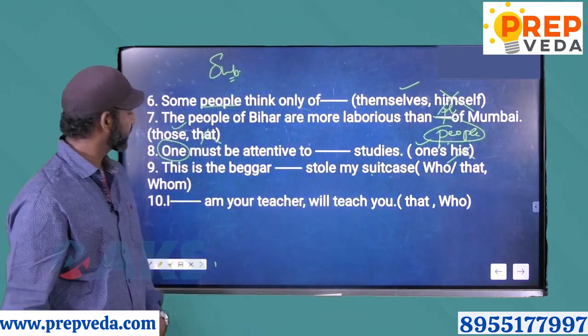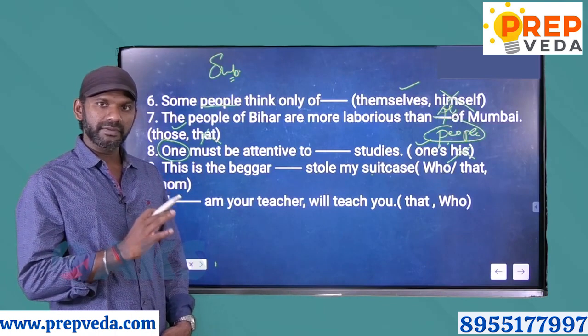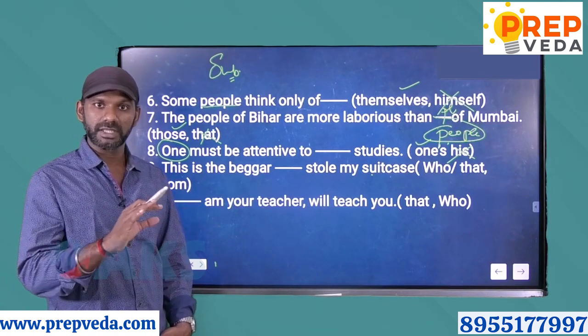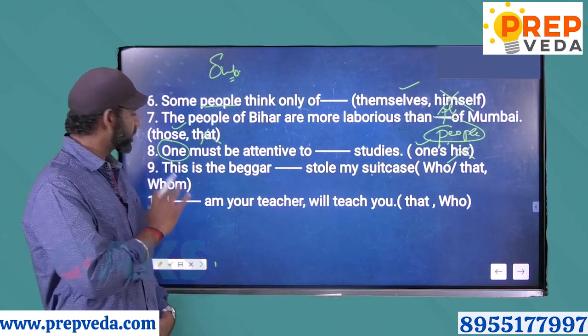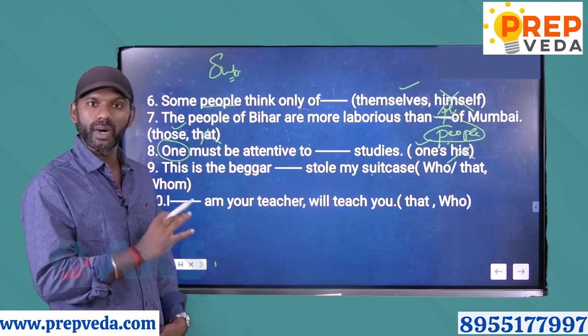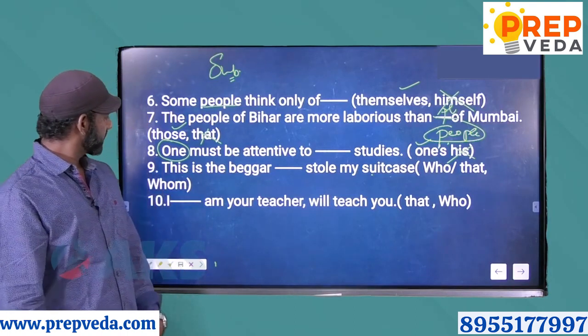O-N-E apostrophe s. So if the subject of a sentence is one, only then can we use one's, O-N-E apostrophe s, or else we cannot use one's. So the subject in this sentence is one, so it must be, one must be attentive to one's studies. Getting it? Come on next.